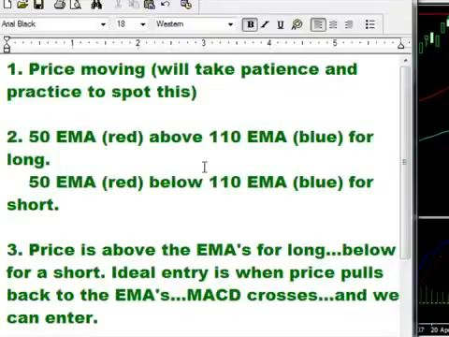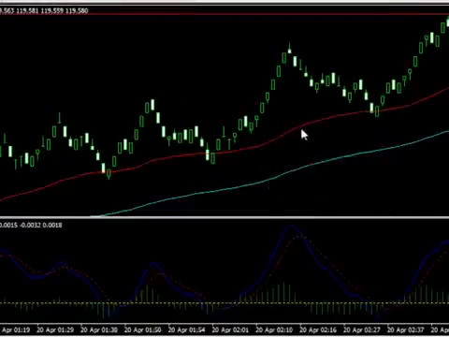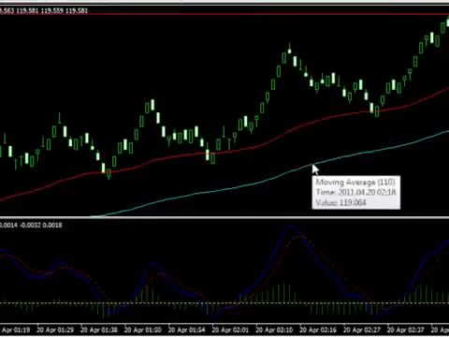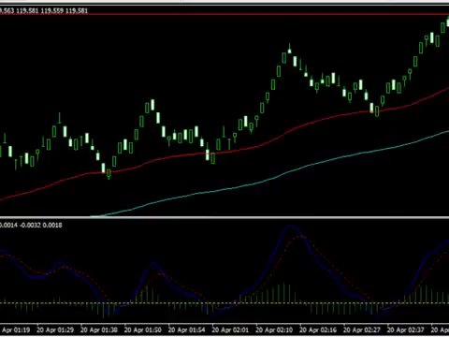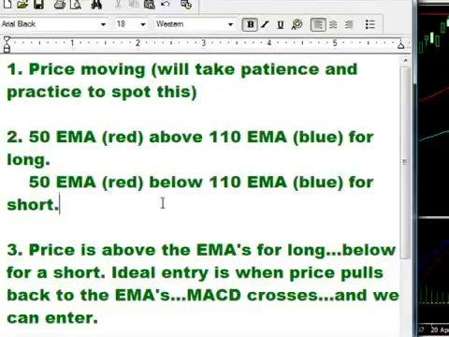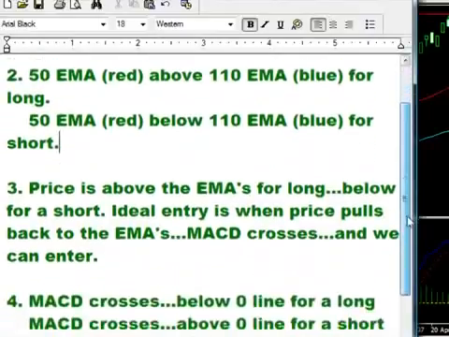We're going to use a 50 EMA and a 110 EMA, and we see that here. So the red is the 50, the blue is the 110. The red's got to be on top of the blue to go long, vice versa for a short. And price has got to be above the EMAs for a long, below for a short.